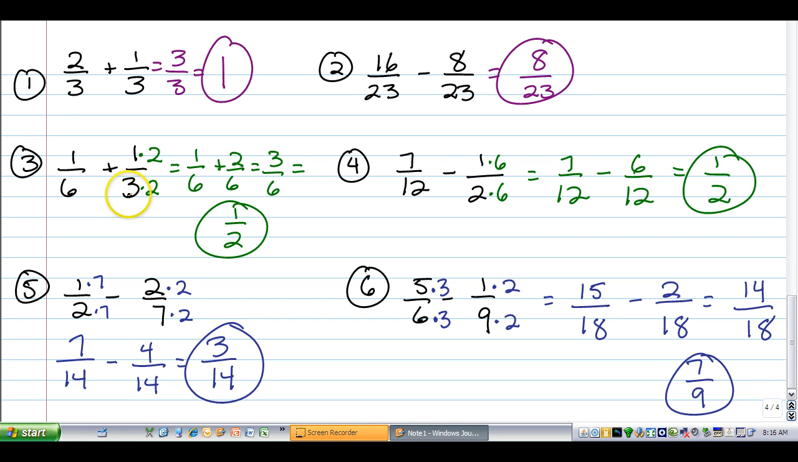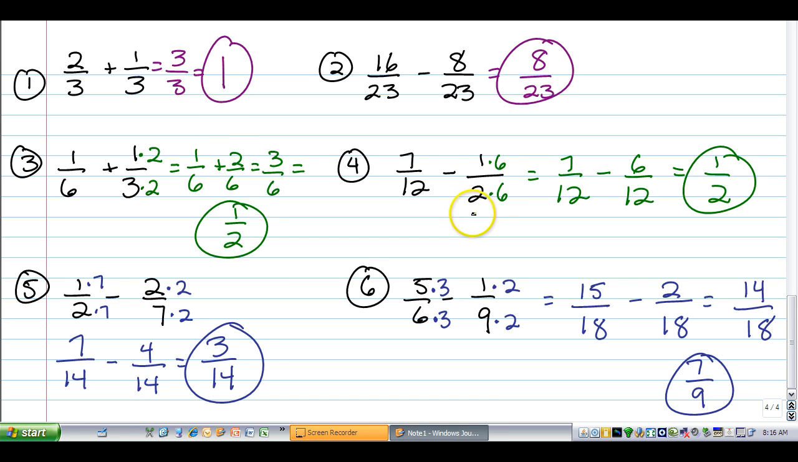I could turn 3 into 6 by multiplying it by 2. So 3 times 2, and whatever I do to the denominator, I have to do to the numerator. So this changes to 1 6 plus 2 6, which gives me 3 6. And 3 6 can be simplified to a half. Take a look at, if you got it wrong, what happened in your work. Or if you got it right, good job.